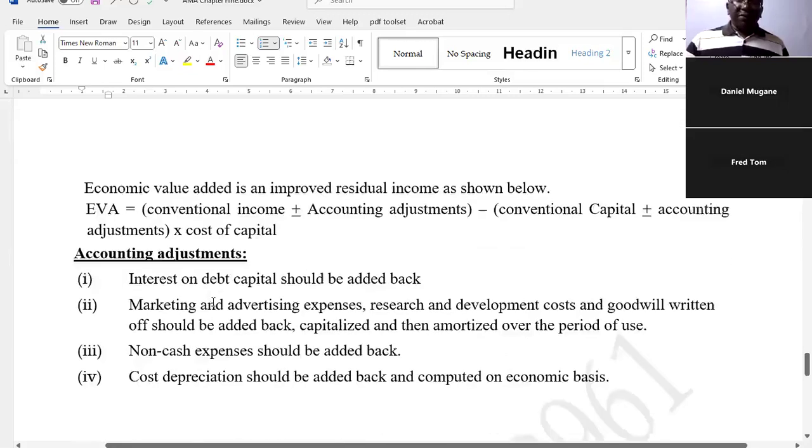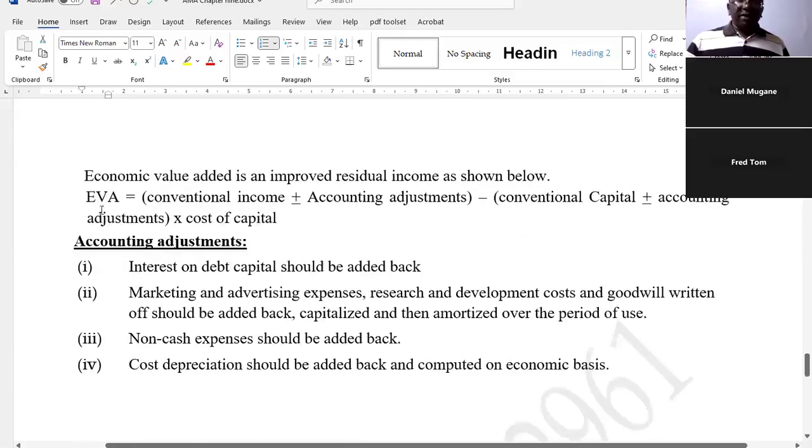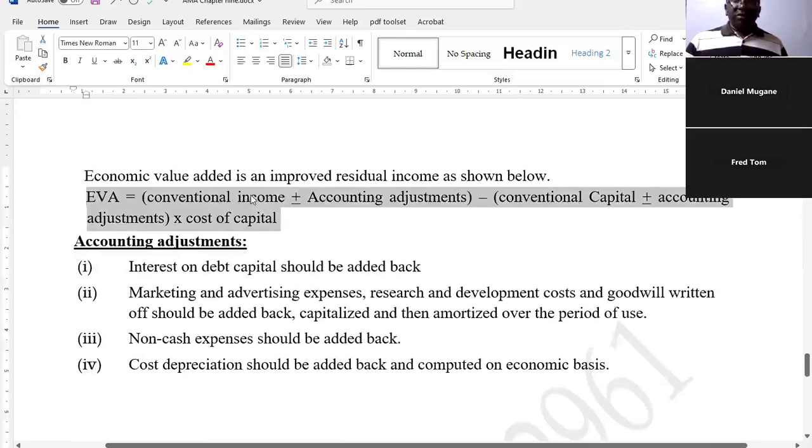So the formula for the economic value added statement, this is how it is. You get the conventional income plus or minus the adjustments, then the conventional capital plus or minus the adjustments, and then you multiply by the cost of capital. So as I said earlier, this is an adjusted residual income, because if you remove these adjustments, that formula goes back to residual income.